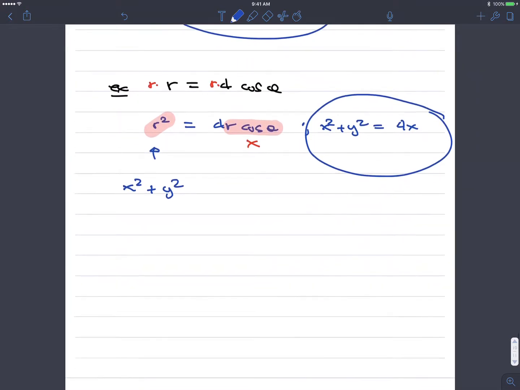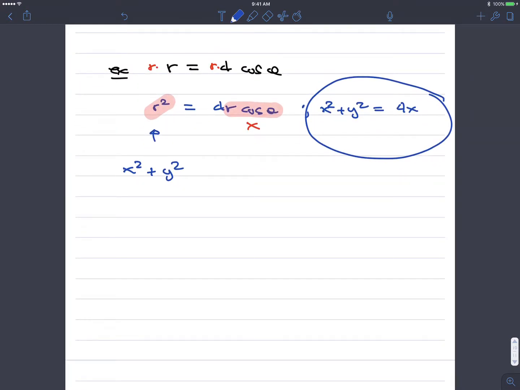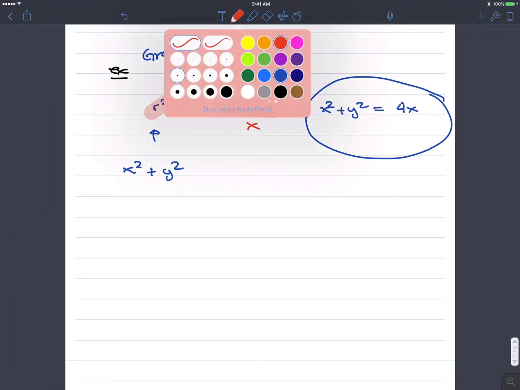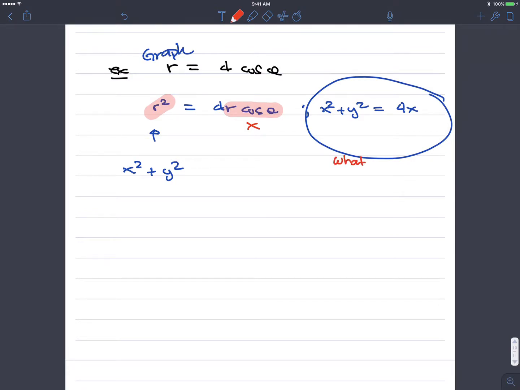But if I ask you guys a question here, and what will happen in the future is this. Let me erase what we really did. In the future, they're going to say to you to graph this curve. R equals 4 cosine theta. Now, it's important for you guys to know what that graph is. So what I'm saying now is, if you see this relation, what is this? Anybody ever see anything like that before?